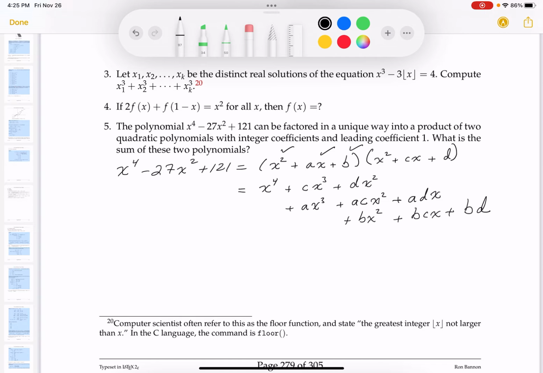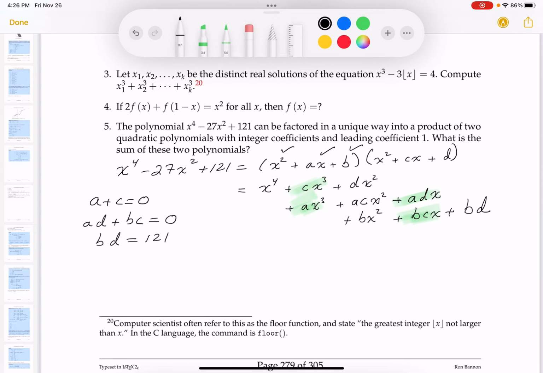But what I do notice is by equating coefficients, I'm going to say there's no cube terms. So that to me means that A plus C must equal 0. All right? And I also notice I have no x term. So these should really add up to 0 as well. So it means their coefficients, let's write this down: AD plus BC must equal 0. All right? Now what else do I know for sure? I know that BD has to be 121.